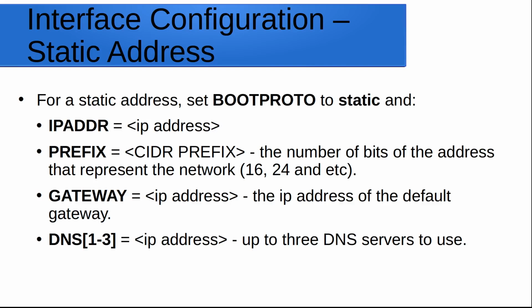You'll be fine. Gateway, well, that's your default gateway, right? That's going to be the IP address for your default gateway. And DNS, it takes up to 3 DNS servers. And these are written to /etc/resolv.conf. That's your DNS resolver library locally when the interface comes up. So you want that, right? You want all of those things.